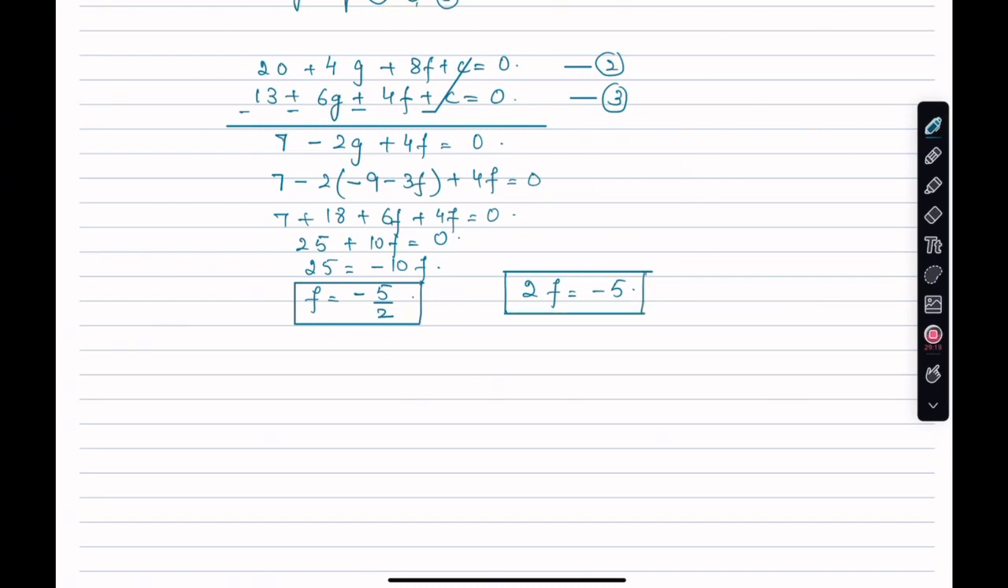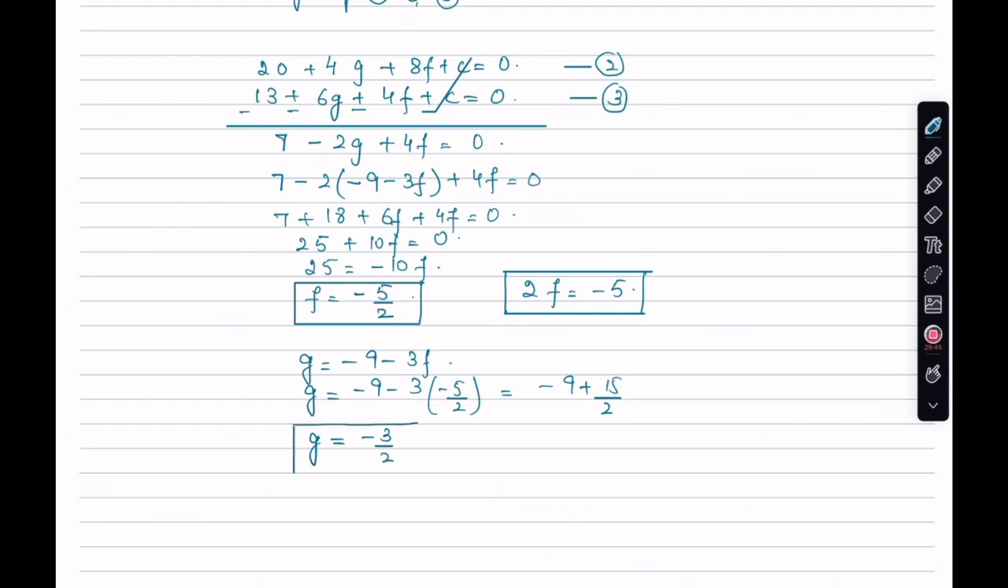Substituting that in g, which was negative 9 minus 3f, g equals negative 9 minus 3 times negative 5 by 2, and this would give me negative 9 plus 15 by 2, so the g value equals negative 3 by 2. So this is the g value that I have. Also, I can say 2g equals negative 3.